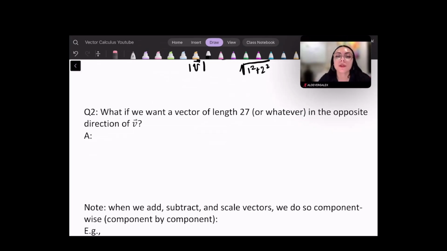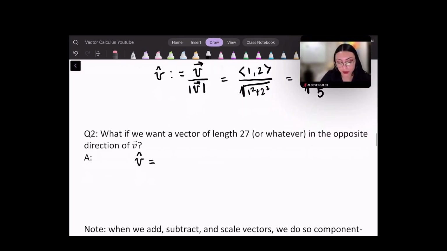What if somebody gives you a vector and says, I don't really want length 1, I want length 27 or 36 or whatever, but in the opposite direction of v? What do we do then? Pause. Think. So from earlier, we calculated a new vector, v hat. Let's see, that was 1, 2 over root 5. And this vector has length 1 and it points in the same direction as v, which was the vector 1, 2.